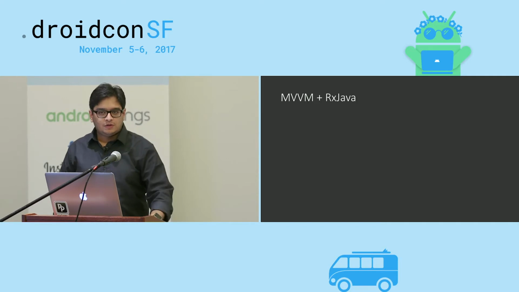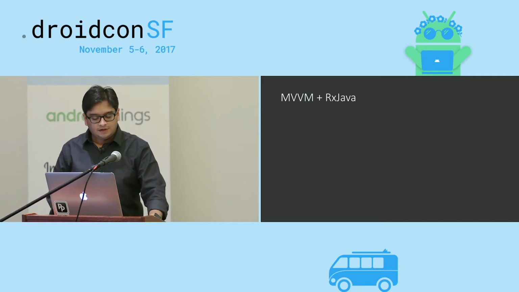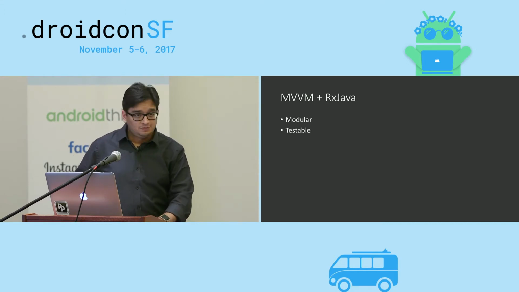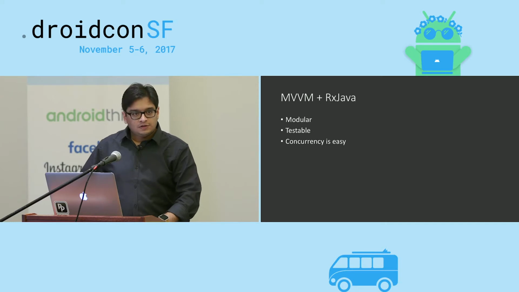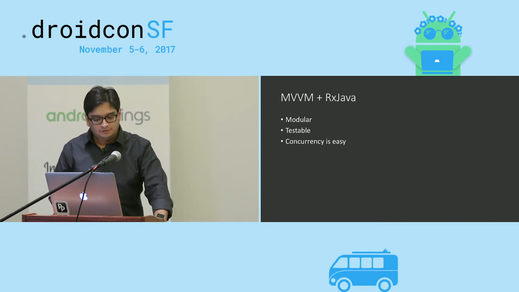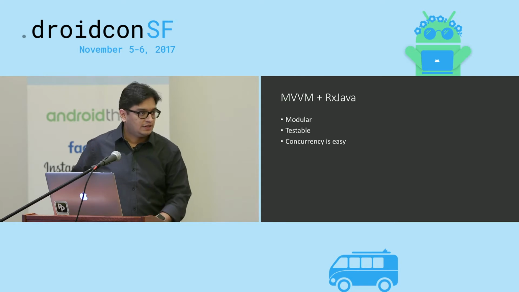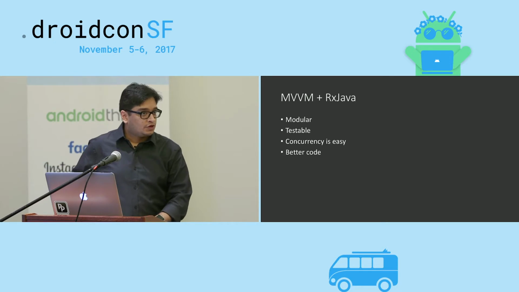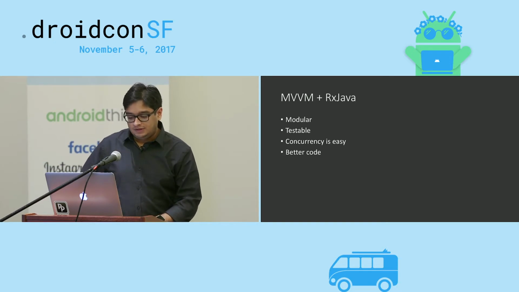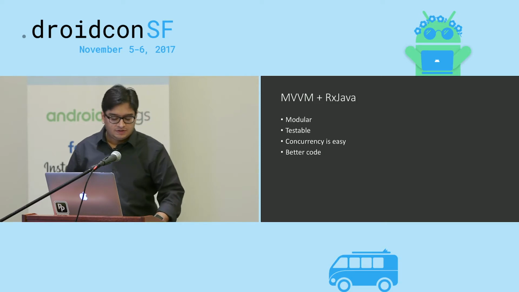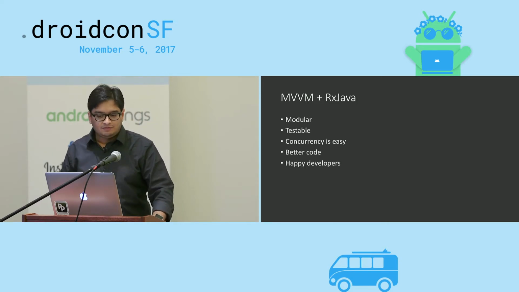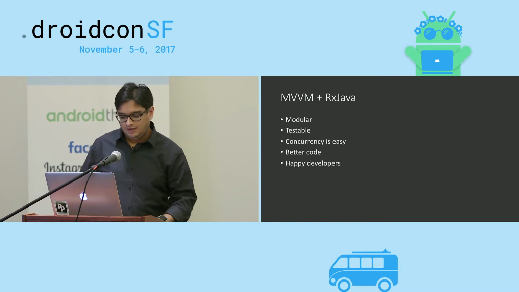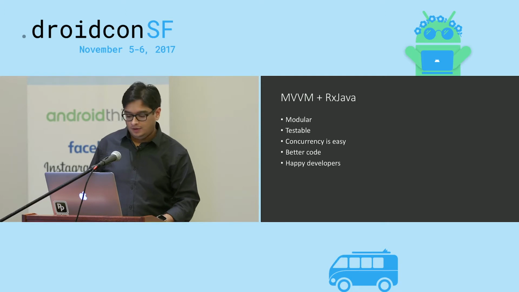What we really use is an MVVM pattern along with RxJava, and what it has helped us do is write modular code that is more testable. Concurrency operations are extremely easy now, and we'll look through some examples and discuss how that works using RxJava. Better code, because of functional programming there's less state, so fewer issues. And happy developers. We're able to write code faster, with fewer bugs, and ship products much sooner.